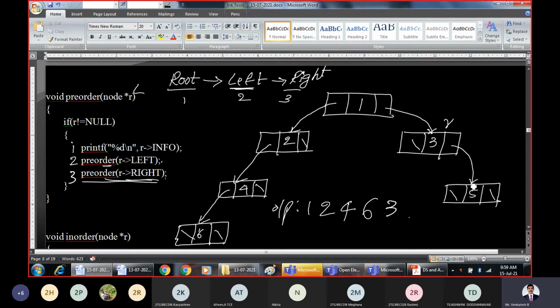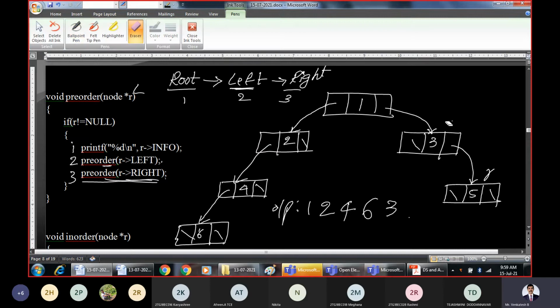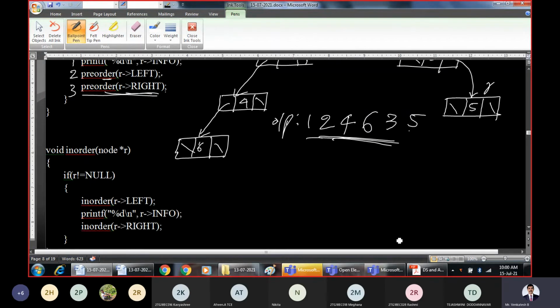For 3, what is the right subtree? 5. Now this becomes the node of interest. Whenever you are present at a node, apply the recursive rule. What does the rule say? Root, left and right. So first print the root. There is no left and there is no right. So this is the pre-order traversal: 1, 2, 4, 6, 3 and 5 is the pre-order traversal for this given tree.